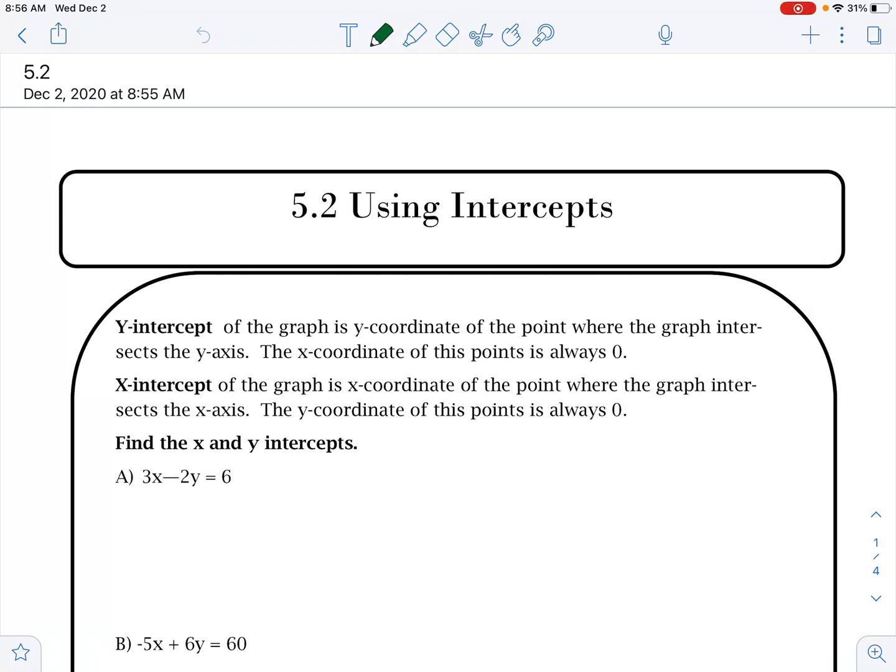Hello students, I wanted to go through the 5.2 lesson with you. You did a good job on yesterday's assignment getting through that. Today we'll go through and start looking at specific ones.